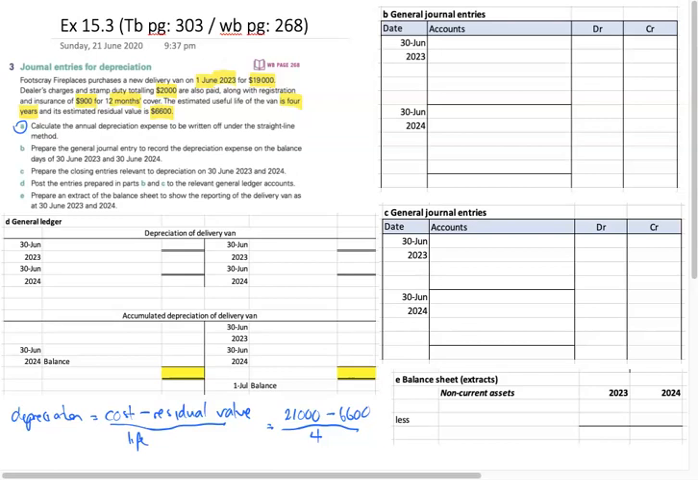And that, if we do our calculation, means that we have $3,600 per annual depreciation expense. So that is the expense to be written off. What are some things to consider? Because we've done that relatively quickly.